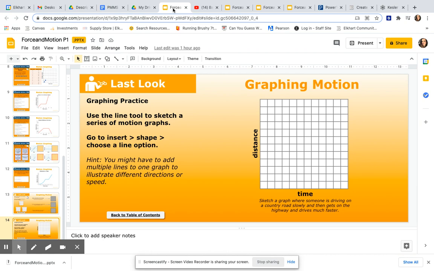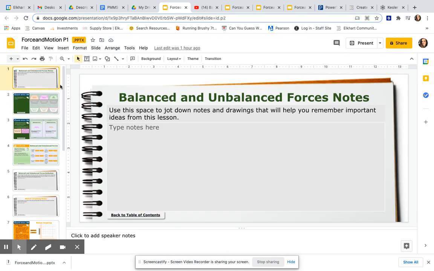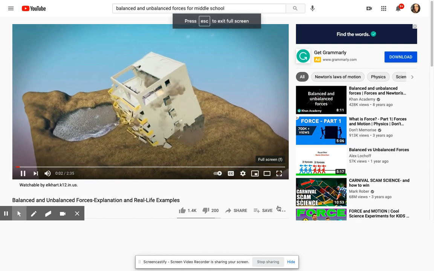Hi, today we're going to talk about balanced and unbalanced forces. Let me get back up to the beginning here. And right here it says use this space to jot down notes and drawings that will help you remember important ideas from this lesson. Well, to introduce what balanced and unbalanced forces are, we're going to listen to a video. I would like you to jot down some notes right here in this area based off of what you've learned in the video. Look at what happens when forces are unbalanced.